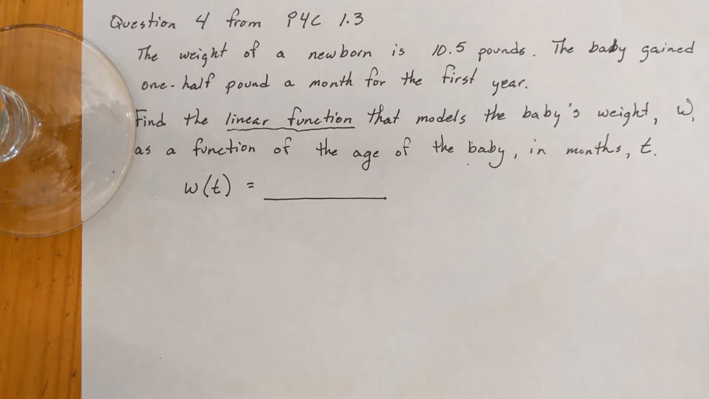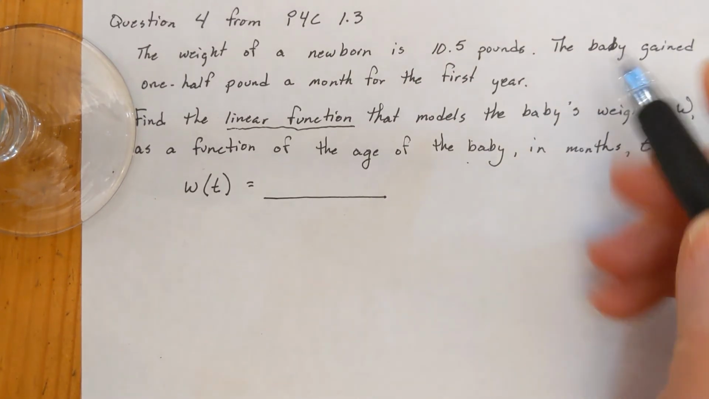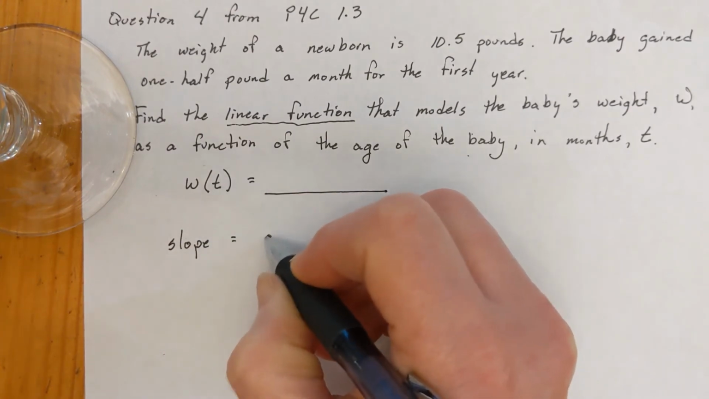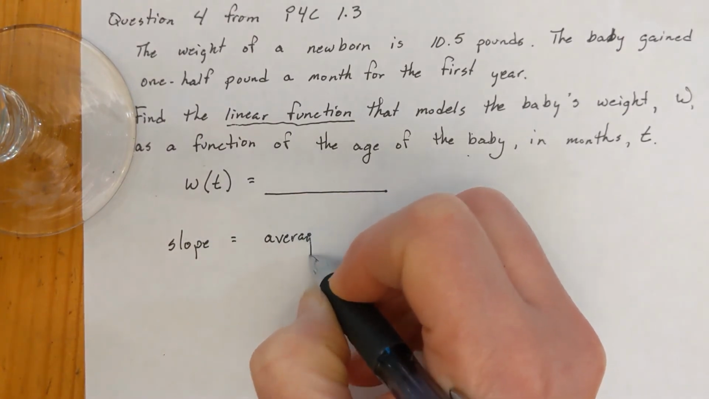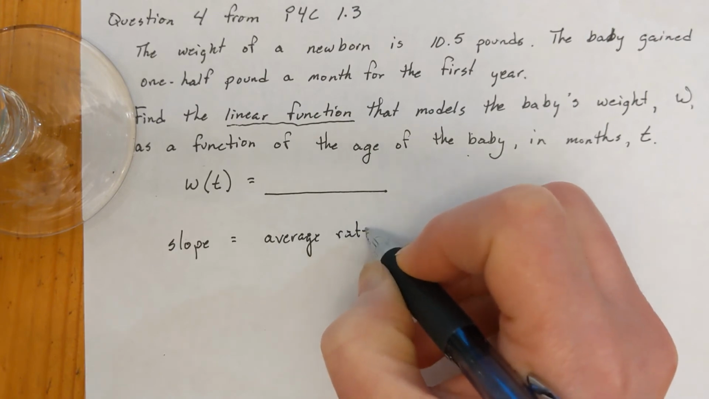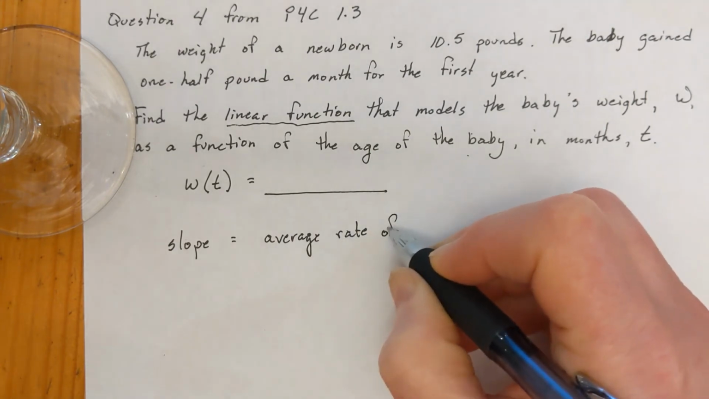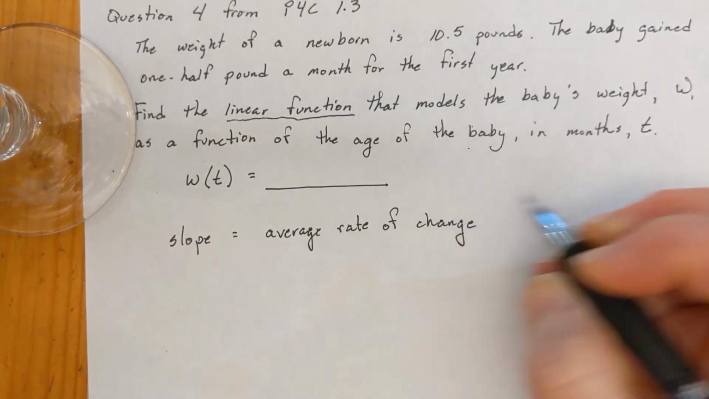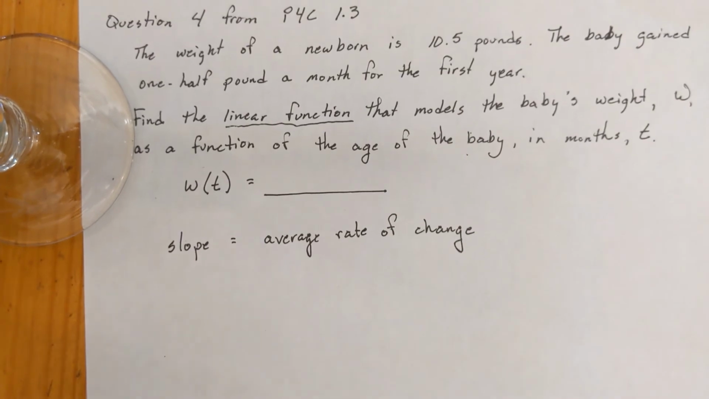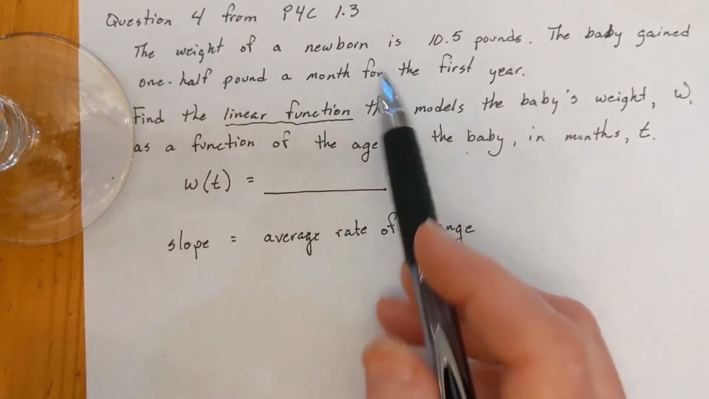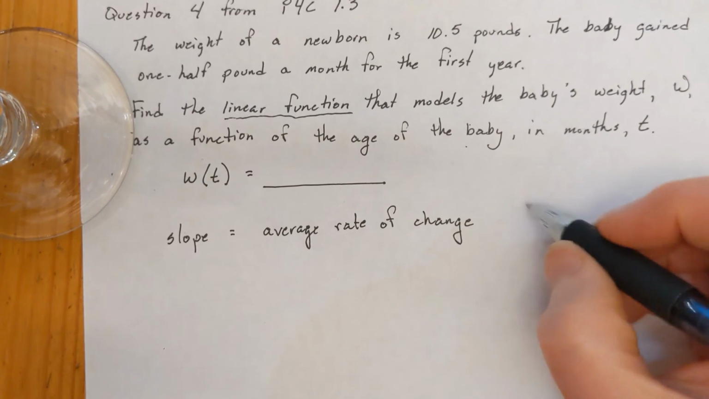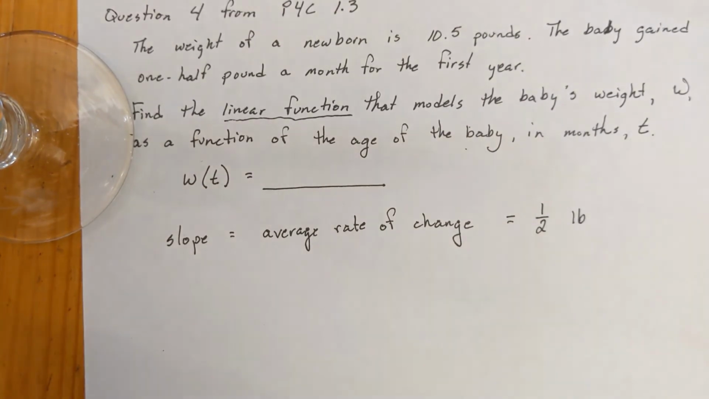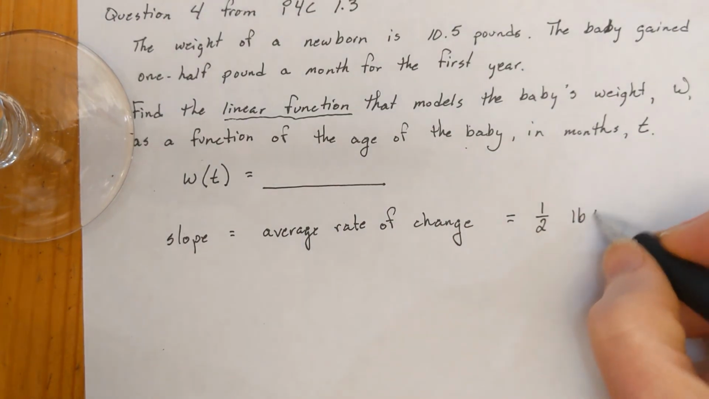The slope is the average rate of change. Slope equals average rate of change. In a linear equation, that's a constant. And so the baby gained 1/2 pound a month. So the slope in this case equals 1/2 pound, or 1/2 pound a month.